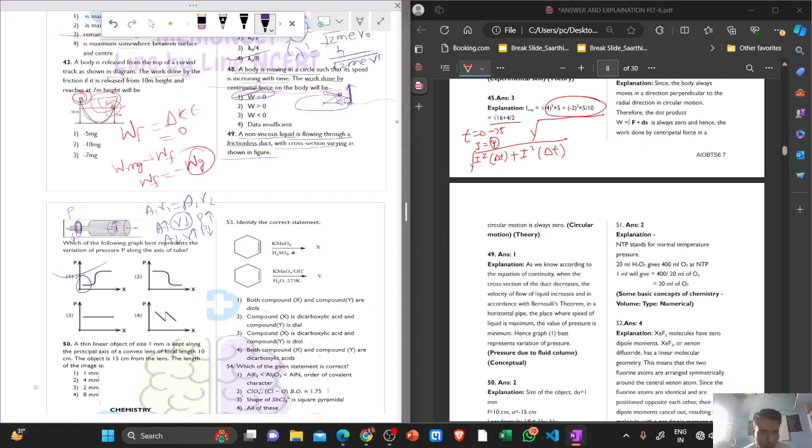Now moving to the last question of physics. A thin linear object of size 1 mm is kept along the principal axis of a convex lens of given focal length. The question asks for the length of the image. You have a convex lens and an object of 1 mm size, the focal length is given, and its distance is given as 15 centimeters. You just take this point as one point and draw its image. Again, taking the other end as another point, draw its image, and the length of the image will be your answer.